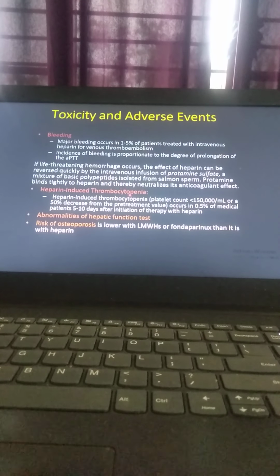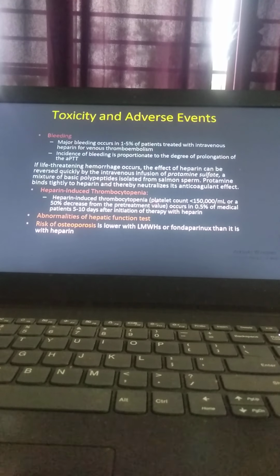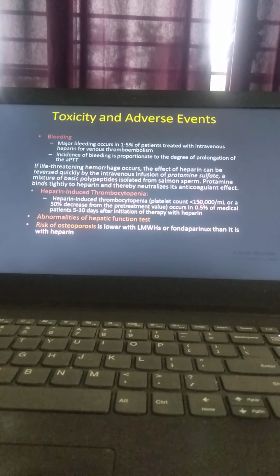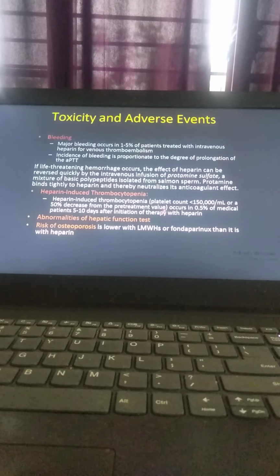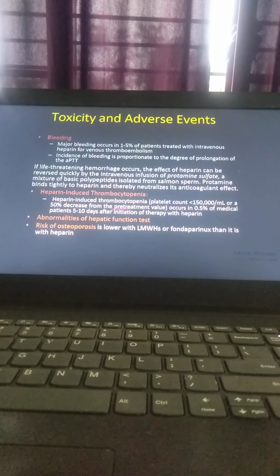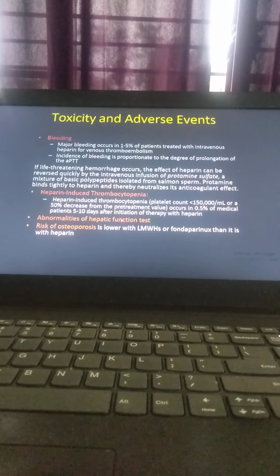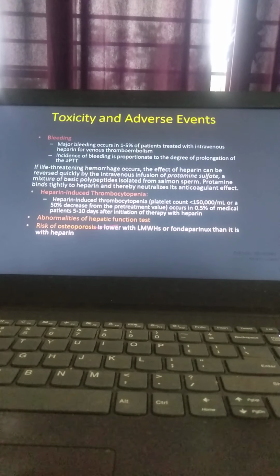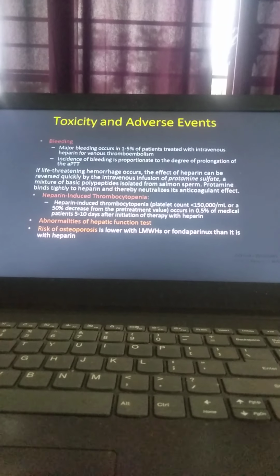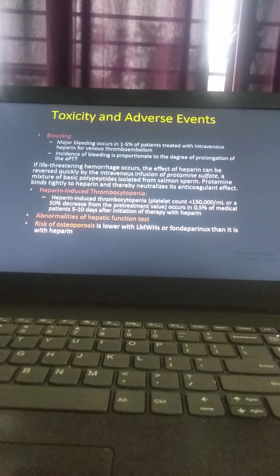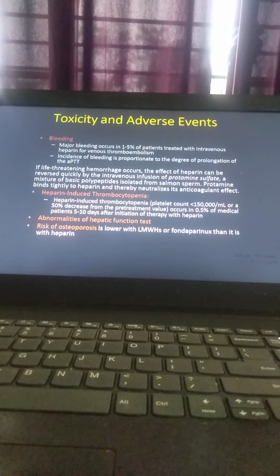Heparin induces thrombocytopenia. Platelet count less than 150,000 per ml, or a 50% decrease from the pre-treatment value, occurs in 0.5% of medical patients 5 to 10 days after initiation of therapy with heparin. Abnormalities of hepatic function tests. Risk of osteoporosis is lower with low molecular weight heparin or fondaparinux than it is with heparin. So you have to remember the advantages of fondaparinux. This is a synthetic one.